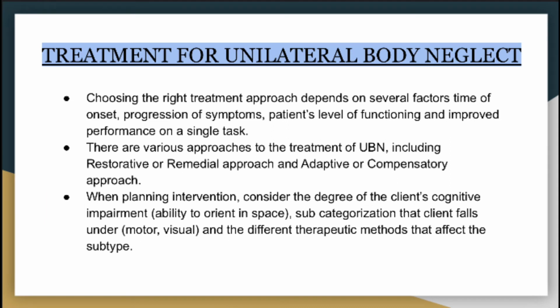Now, what are the treatments for unilateral body neglect? Choosing the right treatment approach depends on several factors, including time of onset, progression of symptoms, patient's level of functioning, and improved performance on a single task. For instance, visual scanning can help patients to read but may not help in other ADLs. There are various approaches to the treatment of UBN, including the restorative or remedial approach and the adaptive or compensatory approach.